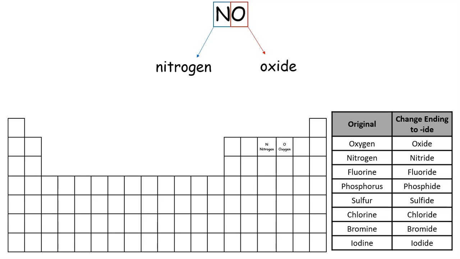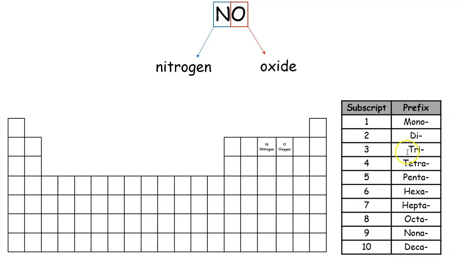And now what I need to do is I need to use my prefix table. And what I need to do here is I need to let the people know how many nitrogens and oxygens I have using prefixes. So I come up here to the formula and there is one nitrogen. There's nothing out front here, no number, so we assume a 1. And the prefix for 1 is mono. But one exception to the rules we've been talking about is you can't put mono on the first word.